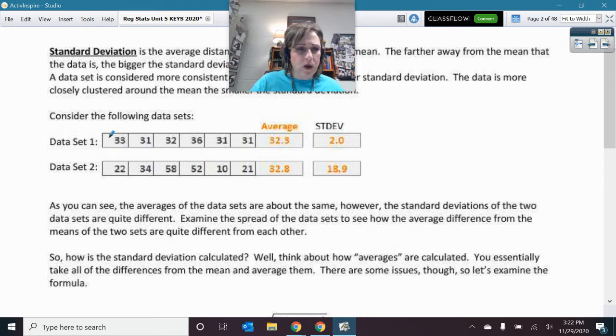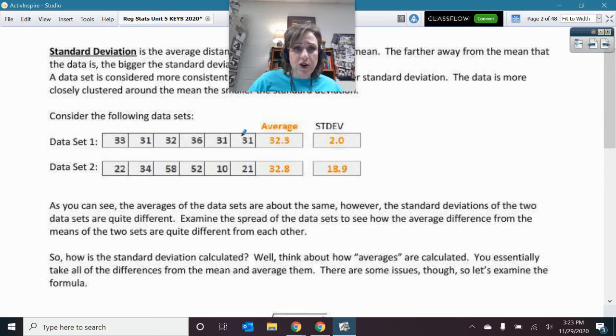I see with data set 1, I've got all these numbers in the 30s. Data set 2, wow, I've got numbers from 10 all the way up to 58. So these are quite a bit more spread out. Definitely, if I was to graph these on a number line, they would be much more spread out than all of those numbers that were right there in the 30s. That is why the standard deviations are so different.